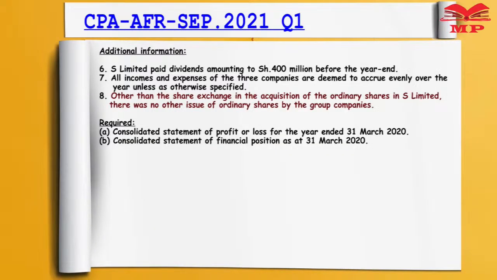Then the last one: other than the share exchange in the acquisition of ordinary shares in S Limited, there was no other issue of ordinary shares by the group companies. That is just information for your knowledge. Now, the required is A, the consolidated statement of profit or loss for the year ended 31st March, and B, the consolidated statement of financial position as of 31st March.